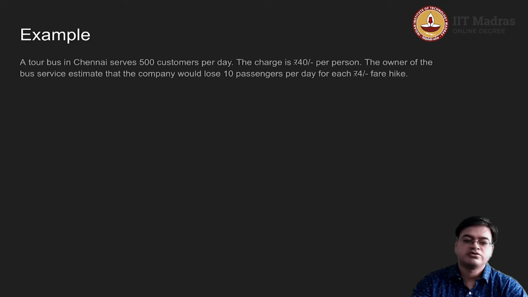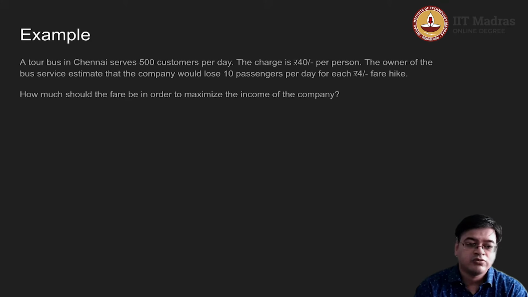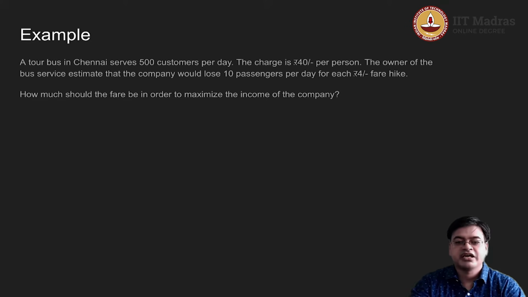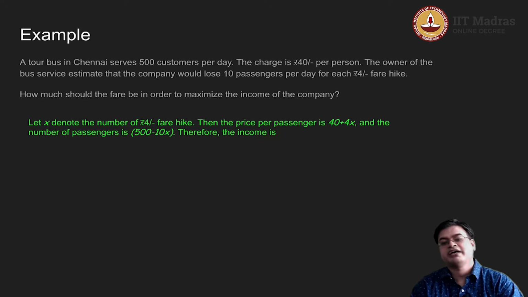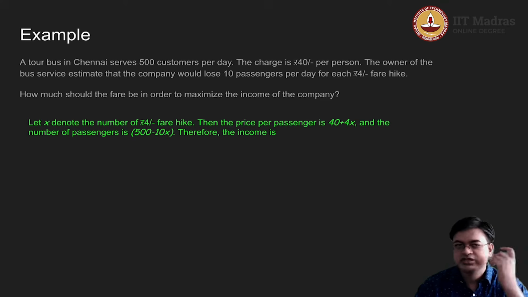Now the company wants to maximize the profit. So how much should the fare be in order to maximize the income of the company is the question. Let us try to answer this question using our knowledge of quadratic equations. Let us say 1 unit of hike is 4 rupees. So let x denote the number of rupees 4 fare hikes. What will this impact? This will impact the number of passengers, right?